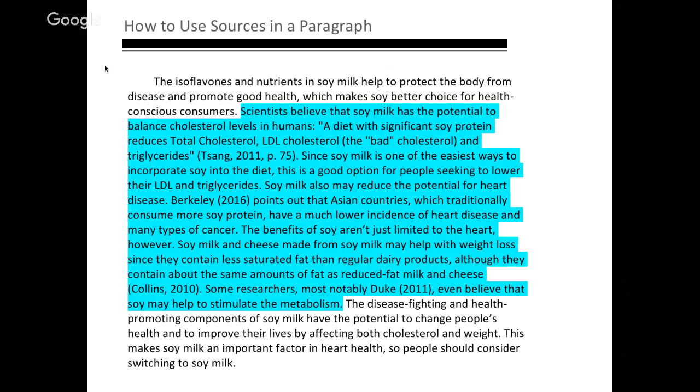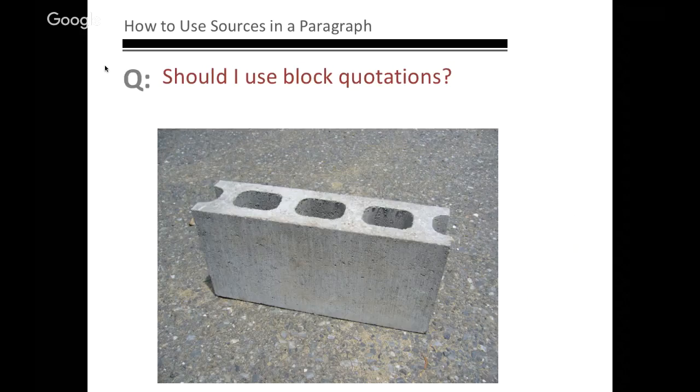Now it's time for Kevin to tackle a common stumbling block: quotations. Take it, Kevin. Thank you, Laura.